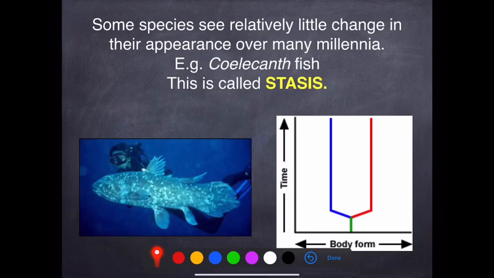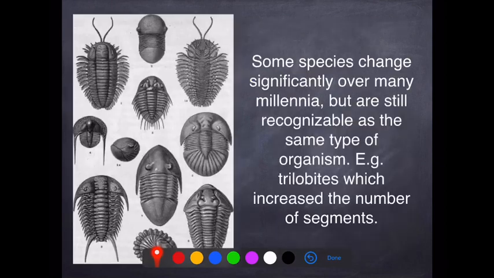Macroevolution. Okay, so macroevolution, there are a number of patterns that we can see. The first pattern is no change. So in other words, macroevolution doesn't really take place at all. We call that stasis. We're going to come back to this example of the coelacanth as a living fossil, but essentially what it means is that over millennia, there's very little change in your appearance.